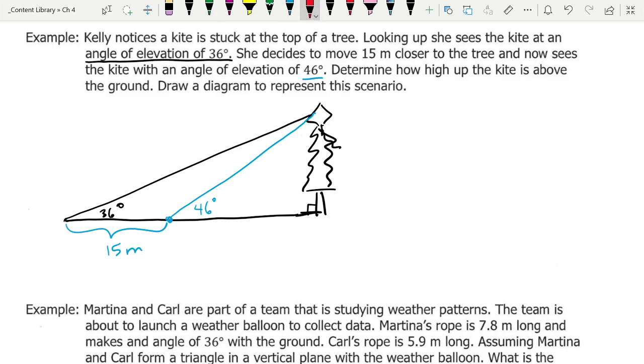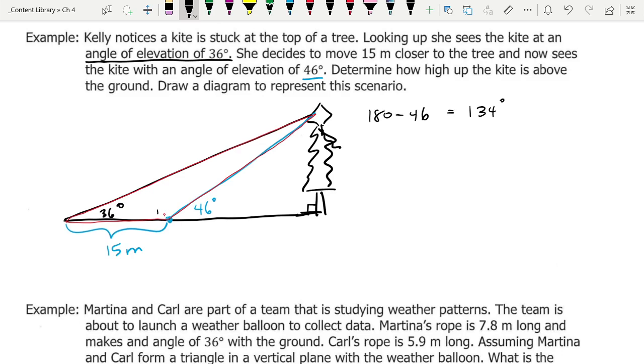I'll highlight it here in red. This red triangle is angle side. You're probably saying, well, wait a minute, you only have one angle. But I know this one. How do I know that one? It's supplementary to the 46. So I'm going to go 180 minus 46 is 134.